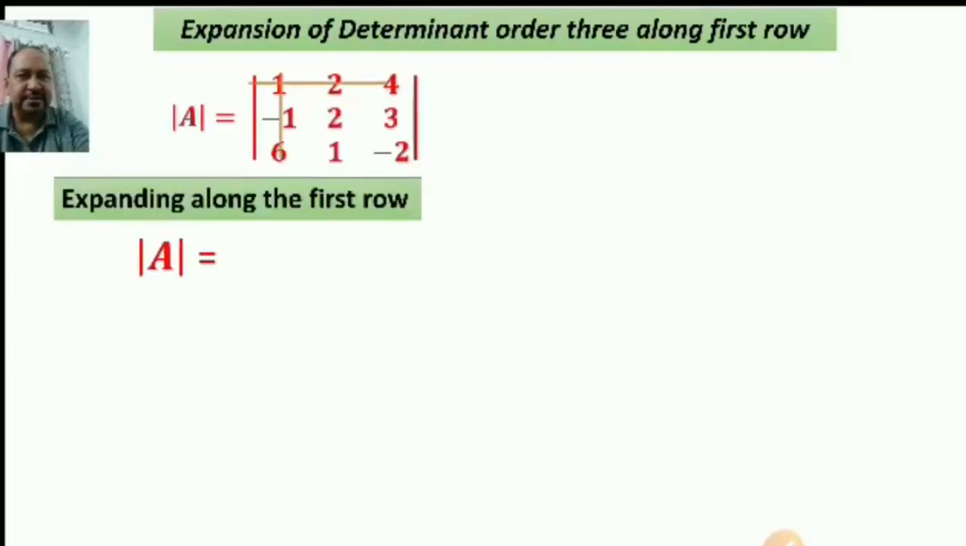Expansion of determinants of order 3 along the first row. For example, determinant A: you will cancel out the first row and the first column, and what will be the sign of this term? It will be positive, because 1 plus 1, first row and first column, makes 2, -1 to the power 2 means it will be positive. So you can decide the sign directly.